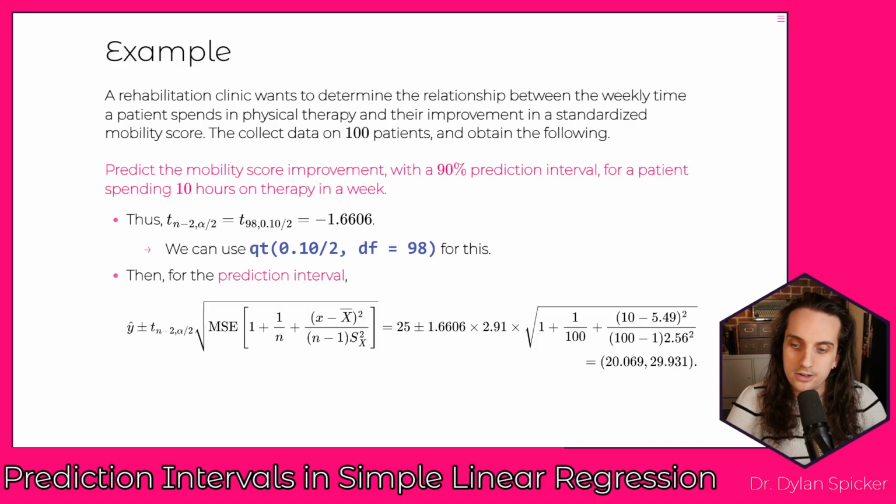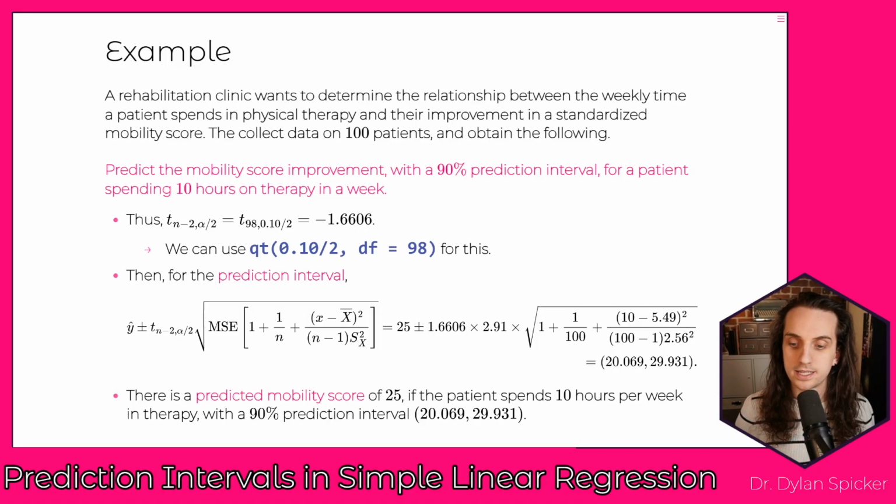We get our estimated value plus or minus our critical value times the square root of MSE, which is 2.91, and then everything plugged into the standard error part of the formula there. All right, so that ultimately gives us 2.07 to 29.93. And so what we're saying is that if we know that a patient is going to spend 10 hours per week on therapy, we're going to predict that they will have a mobility score of 25, with their 90% prediction interval between, say, around 20 up to around 30. So it's going to be in that interval there.